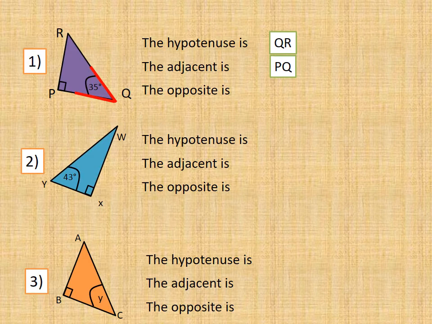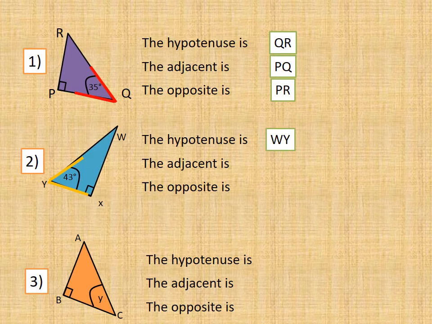Here I need to find first the hypotenuse in this triangle, the side which is opposite to 90, YW, excellent. And I need to find the adjacent for 43, or the marked angle. For the adjacent, I'm going to make a V letter, and the other side will be YX. Finally, I need to find the opposite side, which is XW.